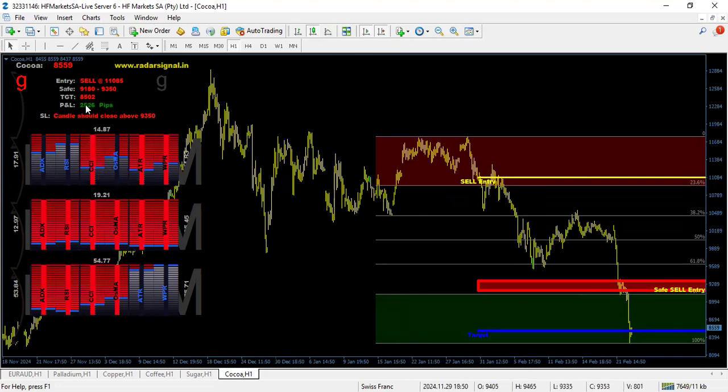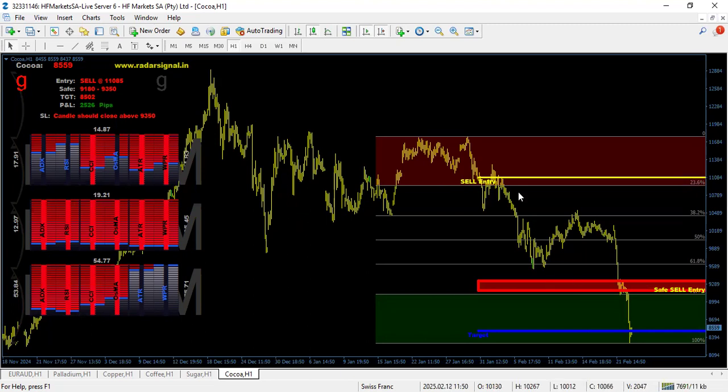Look at this thing. 2,526 pips. 2,526 pips in profit, going up until the end. Going up until 100% of our Fibonacci structure. The sell signal was there, and it went up until it reached our target.